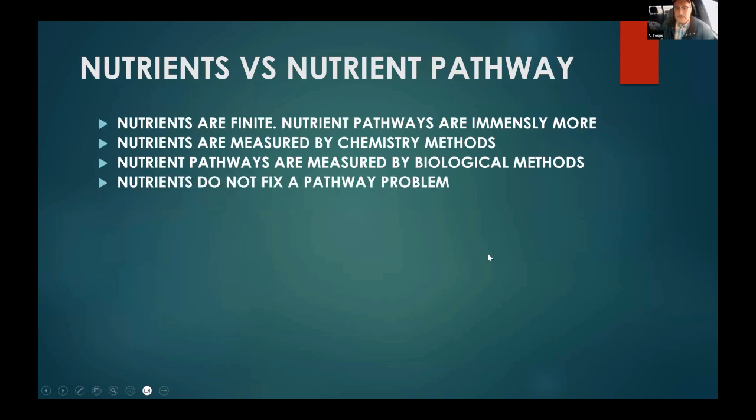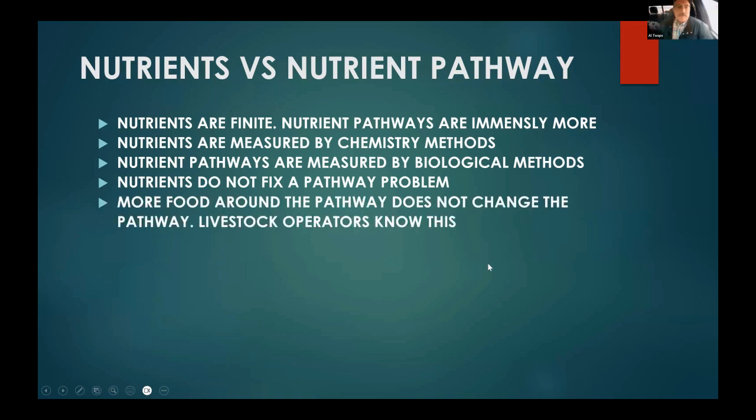Nutrients don't fix a pathway problem, so adding more doesn't fix it. And more food around the pathway alone doesn't do it. If you don't have the microbial colonies there, then that food source by itself, you're trying to grow colonies that aren't doing their function. So in my opinion, and it's why I'm working at BTI, we want to inoculate with a good source of carbon, a good carbon source.